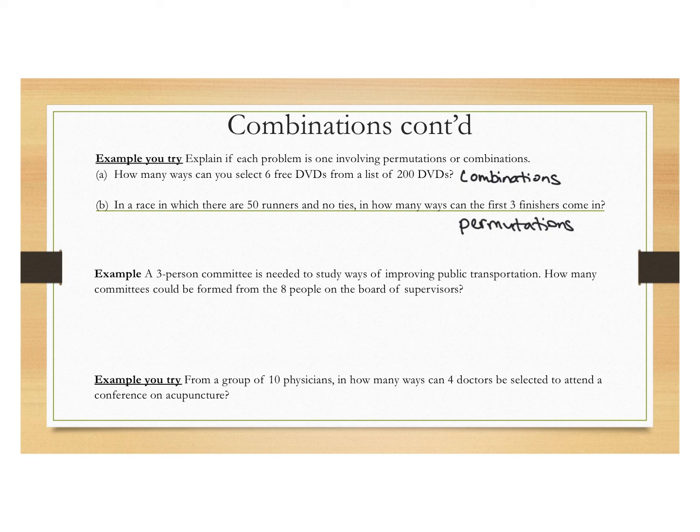Okay, let's look at our next problem. We have a 3-person committee needed to study the ways of improving public transportation. How many committees could be formed from the 8 people on the board of supervisors? So is the order in which we select people from the board important? In this case, no. So we're just going to do 8C3. Now you can use the calculator directly from there. If you would like to use the formula, you can.